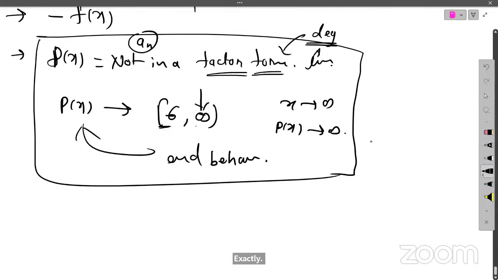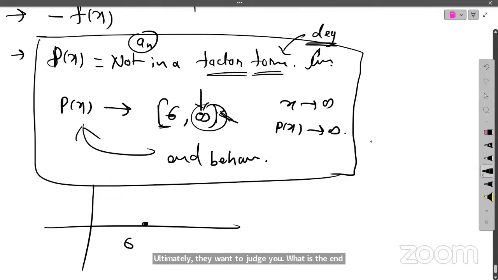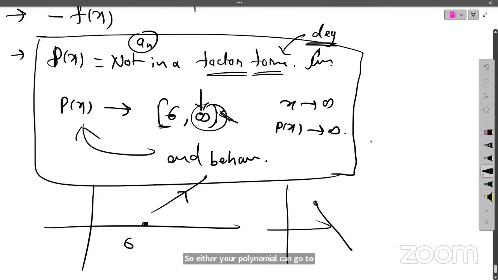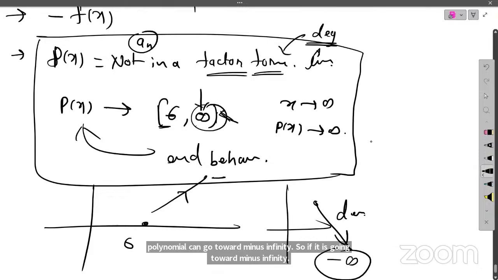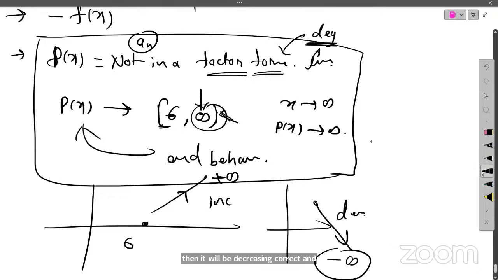Because if they are asking whether the polynomial is increasing or decreasing over an interval which involves infinity, ultimately they want to judge the end behavior of the polynomial. Because this can happen: either your polynomial can go to infinity or your polynomial can go toward minus infinity. If it is going toward minus infinity, then it will be decreasing, correct? And if it is going to plus infinity, it is increasing.